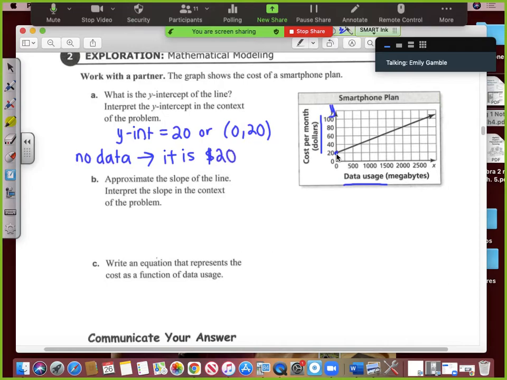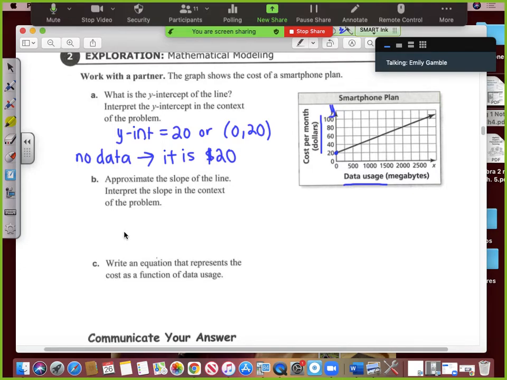So it's almost as if the phone itself must cost just $20 to buy. Because without even spending any money on data, it's going to be $20. So they must have a plan where it's like, here you go, it's $20 to rent the phone, or it's a $20 phone, which would be very cheap. And that would be your starting amount of money that you always had to pay in the beginning. The next thing is finding the slope.